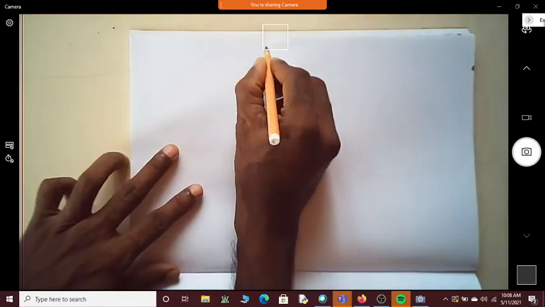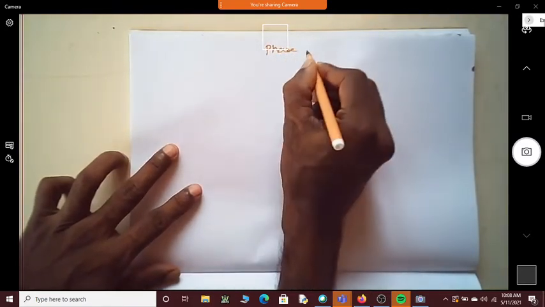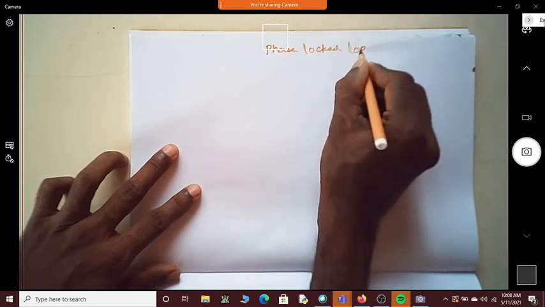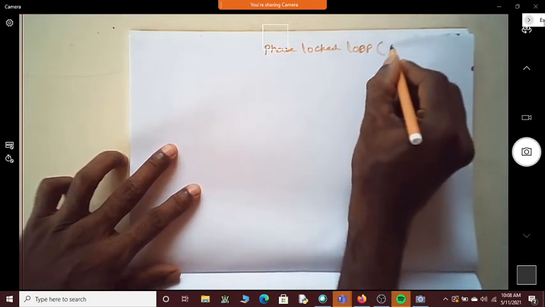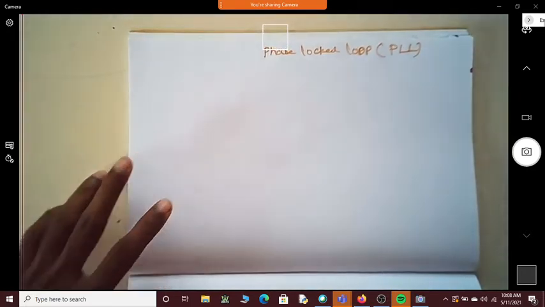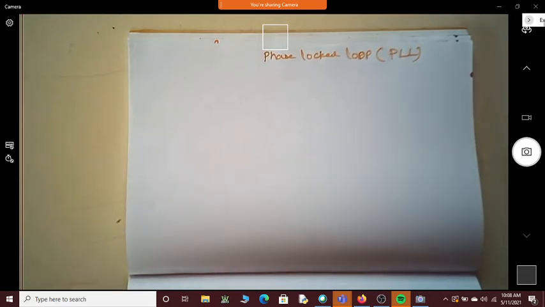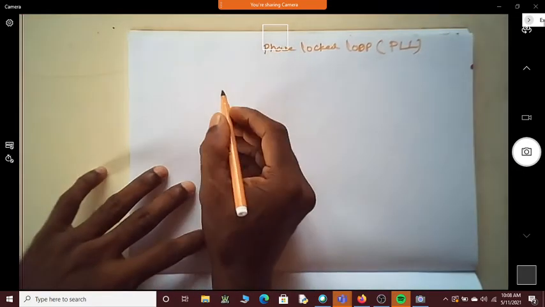So, we have this phase locked loop, which is abbreviated as PLL. It's one of the very important and has a lot of very important applications in communication networks.